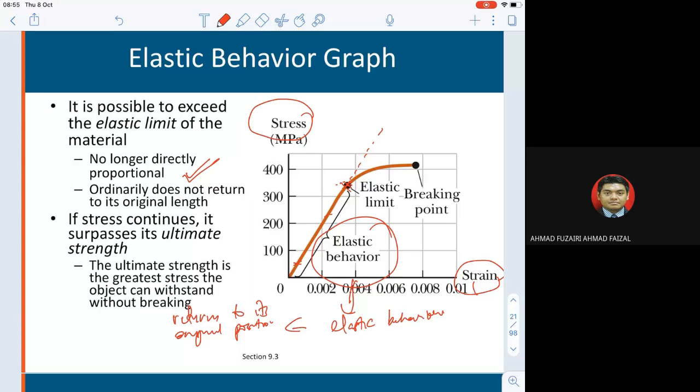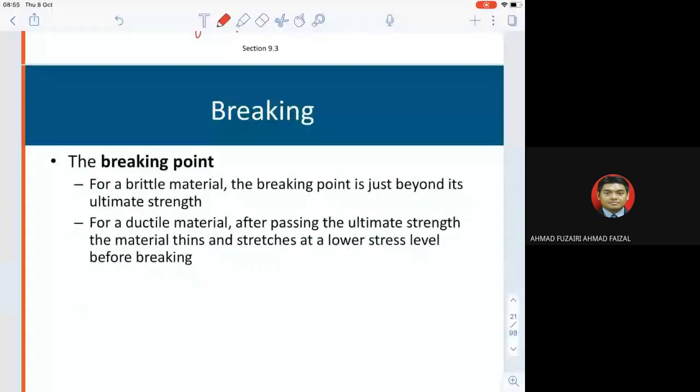Okay, and now what happened? If the stress continues, it surpasses its ultimate strength, and the ultimate strength is the greatest stress the object can withstand without breaking. And then after it reaches the breaking point, it should break. So what is at the breaking point? For a brittle material, the breaking point is just beyond its ultimate strength. For a ductile material, after passing the ultimate strength, the material thins and stretches at a lower stress level before breaking.